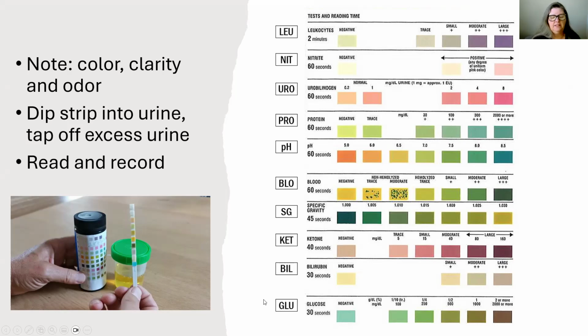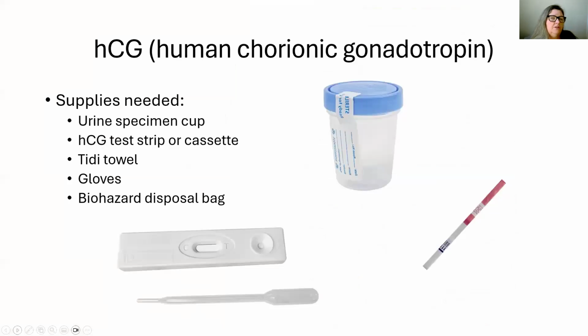If you do, and this does happen, where you'll see a color on the strip that doesn't really match the color on the bottle, just do whatever is closest to it. It doesn't have to be exact or perfect, just whatever is closest to it. And then you record your results and you are done with that.